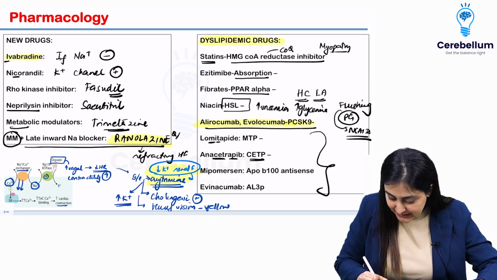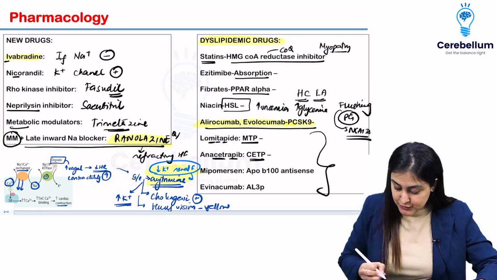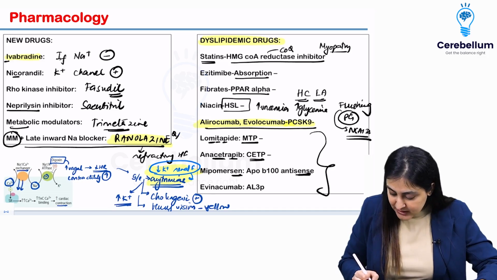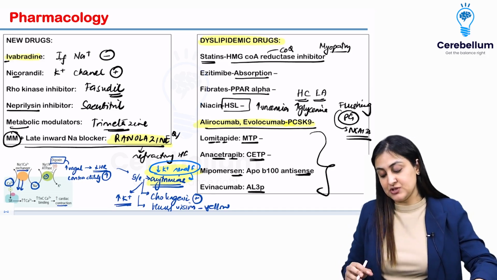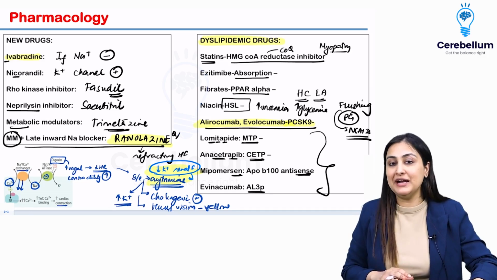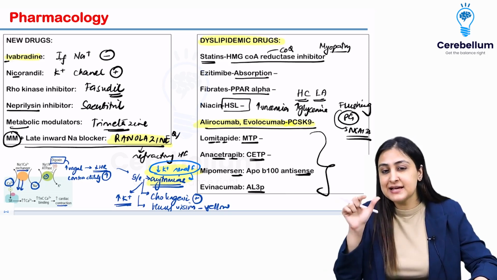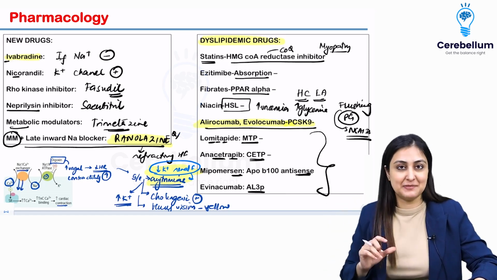You can just make out MTP, right? So this is what tells you. Mipomersen, sen tells you antisense. Evinacumab is ANGPTL3. So these are just a few new drugs that I've compiled for you. So just go through it. Or if everything fails in the exam, try to find out the mechanism from the name itself.